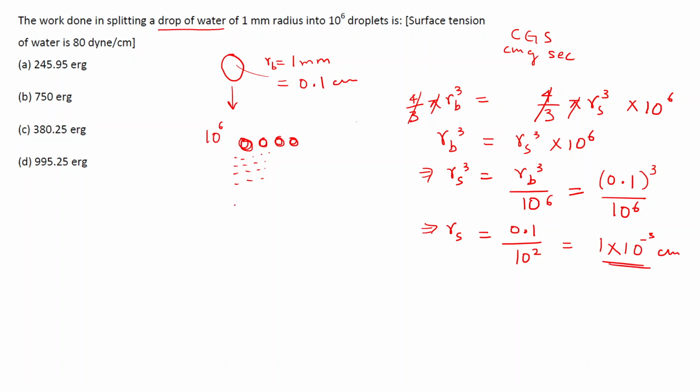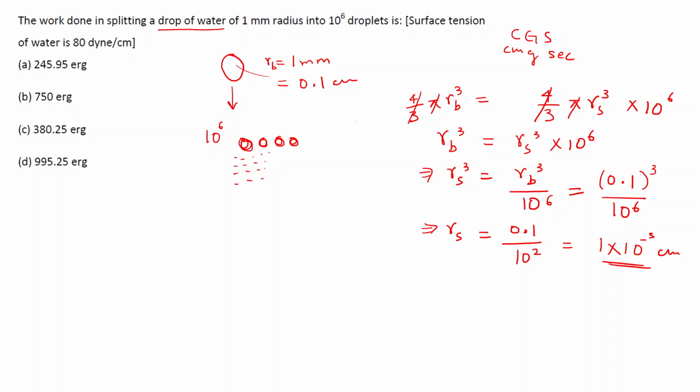Okay, we have found out the radius. Now we'll see what is the increase in surface area. We want to know the surface area because we started understanding the concept of surface tension by talking about the surface area, right? The liquid wants to minimize its surface area so that it can minimize its energy.